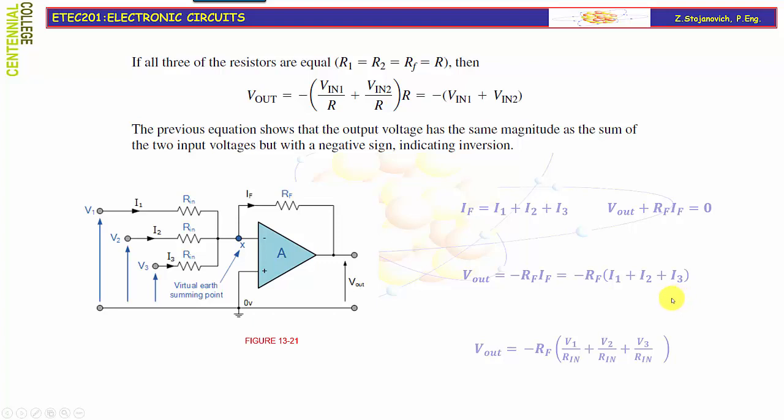Using now Ohm's law, you will substitute the value of these currents to become a function of the input voltage. So I1 equals V1 over RIN, and I2 will be equal to V2 over RIN, and I3 will be equal to V3 over RIN. Once again, if RF is equal to RIN, this output becomes a simple sum of all three input voltages.